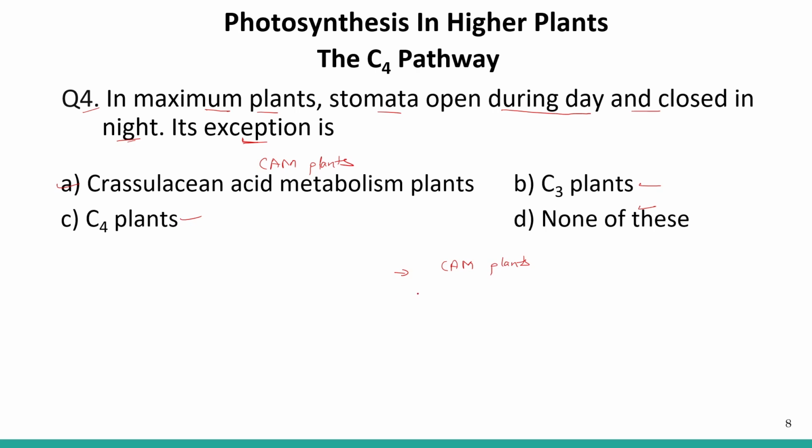So in CAM plants, what happens? This pathway, the CAM pathway, occurs in two phases. First is night time. So during night, what happens? Stomata remains open. And the CAM pathway is seen where? In plants that live in tropical or arid conditions.